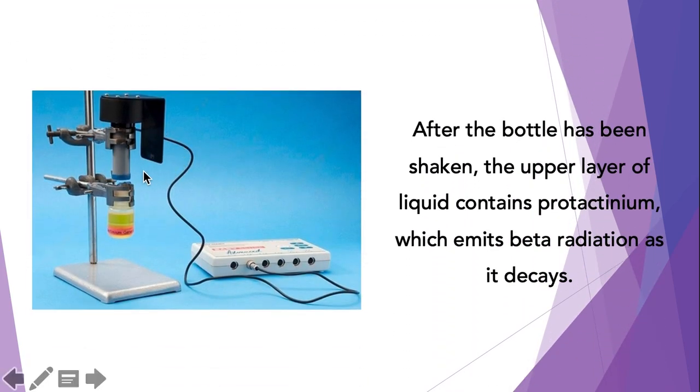This is the apparatus we use. This is the Geiger-Müller tube. And here we have the protactinium in this bottle. After the bottle has been shaken, the upper layer of liquid contains protactinium, which emits beta radiation as it decays.